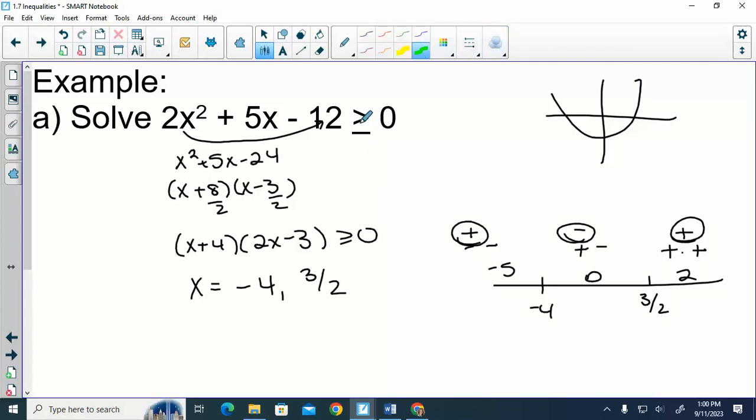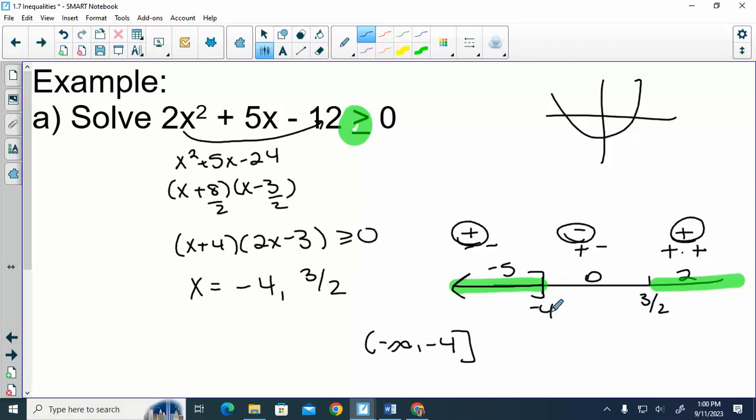We wanted greater than 0. So what do we want here? The positives. Okay, so we have to get the interval for this. So this is going forever in the negative direction. So it's negative infinity, comma, went to negative 4. Was an equal to, so that gets a bracket.